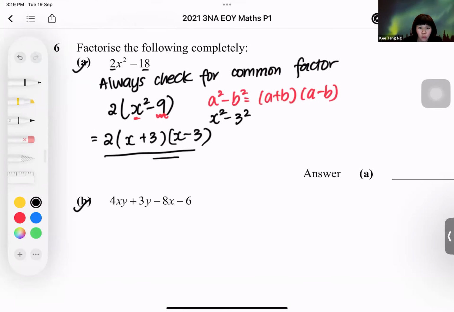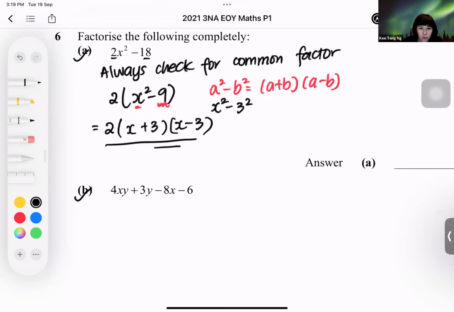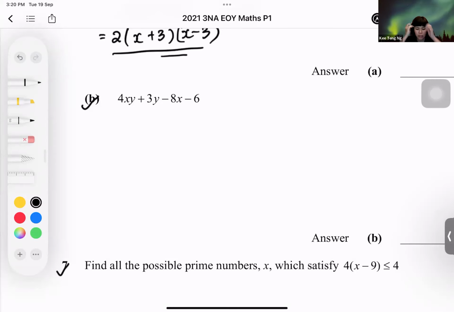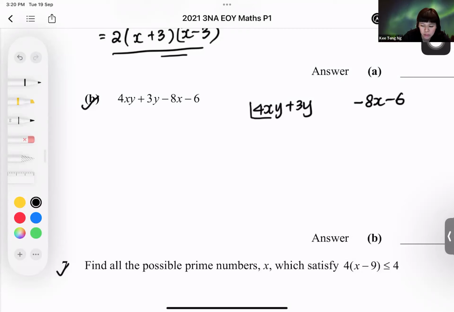Next question, this one if you watch my algebra revision, topical revision worksheet, you should be able to know how to do. Question number B, there are 4 terms over here. We need to do a factorization by grouping. So we need to group the groups together. So let's choose our factors. So maybe I have 4xy with 3y, and then negative 8x with negative 6. Let me factorize out my common factor. Of course, if you want, you can change partner along the way. It doesn't matter. In this case, I will factorize out the letter y. That will be 4x plus 3.